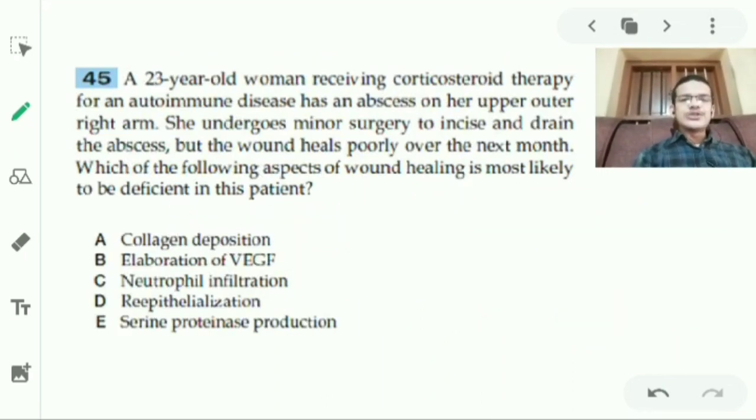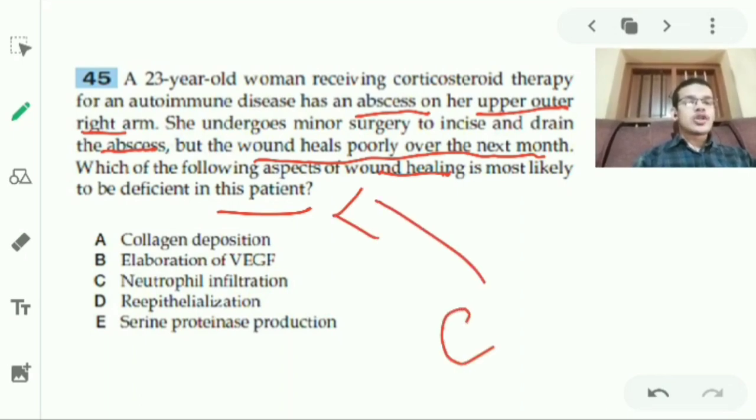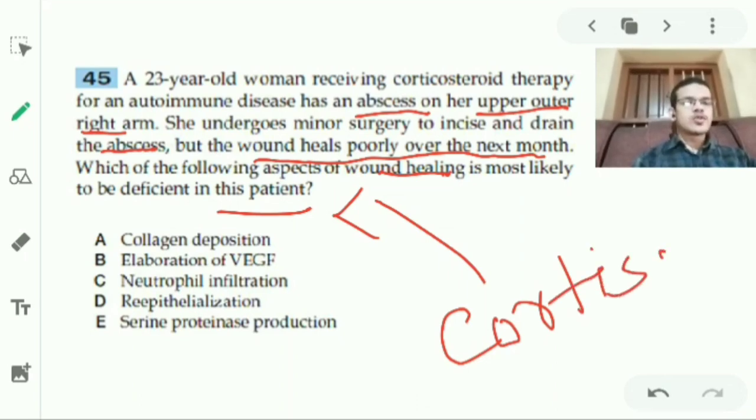Next question. A 23-year-old woman receiving corticosteroid therapy for an autoimmune disease, she is on steroids that will suppress her immune system, has an abscess, a pus filled infection on her upper outer right arm. She undergoes minor surgery to incise and drain the abscess, but the wound healing is poor over the next month. Which of the following aspects of wound healing is affected in this patient? So this effect is due to the corticosteroids, cortisols, which will suppress the immune system.